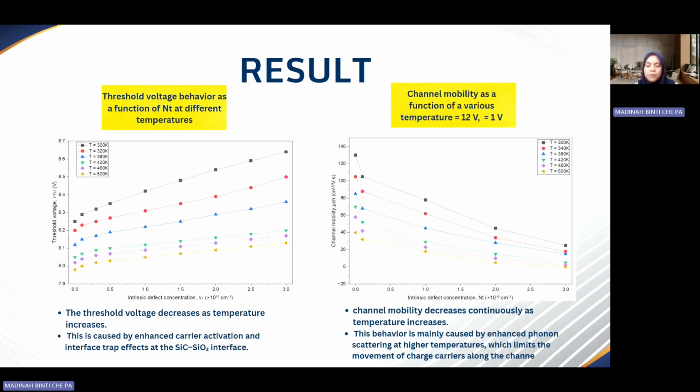As you can see, both graphs show the channel mobility as a function of temperature. The channel mobility decreases with increasing temperature, mainly due to phonon scattering, which limits carrier movement. Meanwhile, the threshold voltage decreases as the temperature increases. This behavior is caused by enhanced carrier activation and a stronger interface trap effect at the silicon oxide interface.